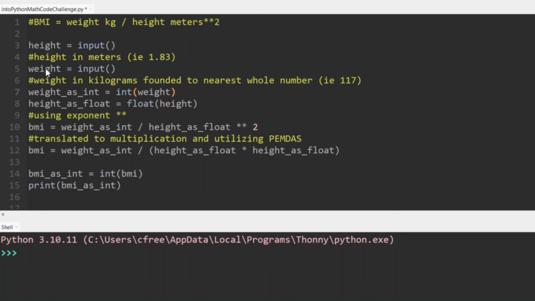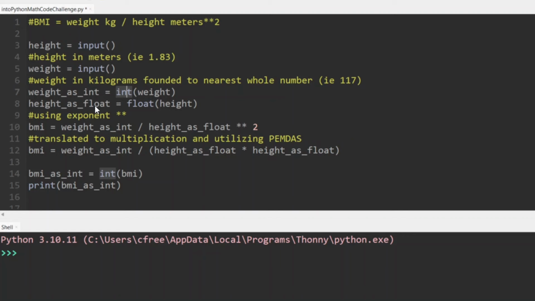So when we look at weight as an integer, we equal the int of weight. And you see that it's spelled right because it's highlighting weight here and weight there. We're making that an integer and saving that in a new variable using a descriptive naming convention, weight as int, using snake case.